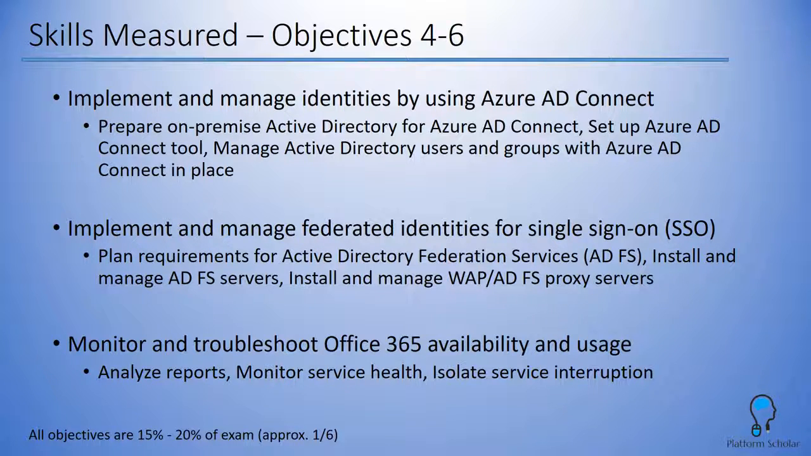Finally, for Objective 6, we will be monitoring and troubleshooting Office 365 availability and usage. For this, we will be analyzing reports, monitoring service health, and isolating service interruptions. As you can see, all objectives are 15 to 20% of the exam, which is approximately 1/6, meaning that all the objectives are weighed similarly in the number of questions that will be covered during the exam.